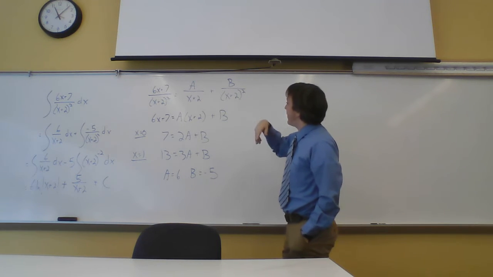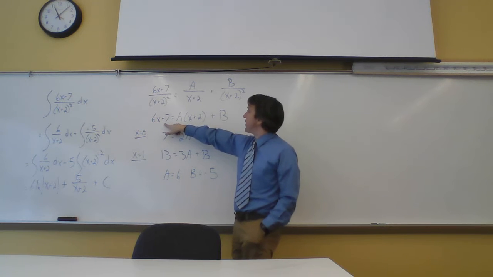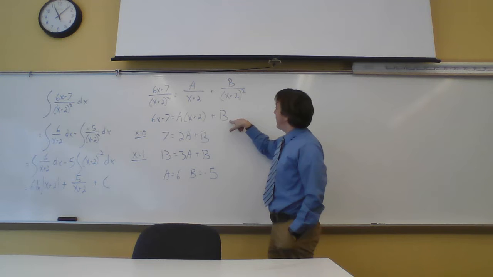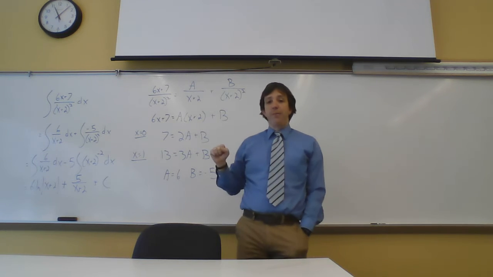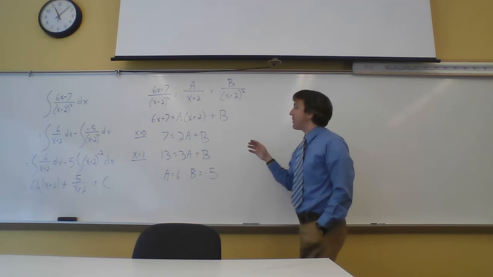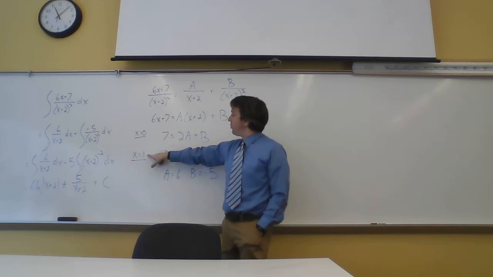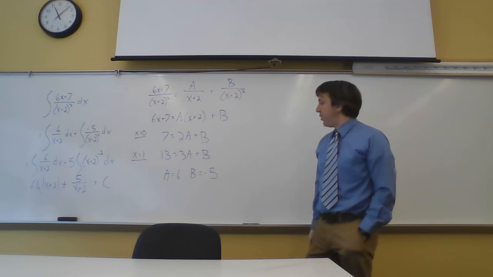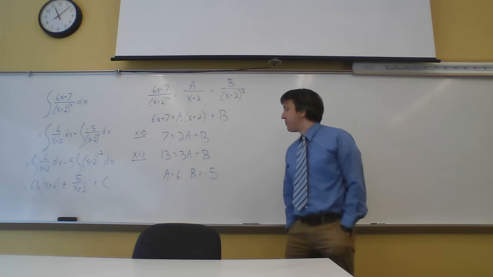So I multiply through by the common denominator, which gives me 6x plus 7 is equal to A times x plus 2, because one of them goes away. And then for B, both of them go away on the bottom, and we're just left with B, which is super nice. So you can see I plugged in 0 and 1. When I plugged in 0, I got 7 is equal to 2A plus B. When I plugged in 1, we get 13 is equal to 3A plus B.